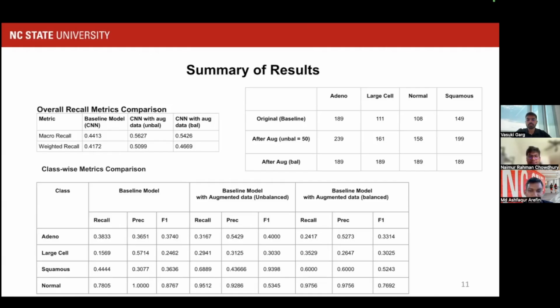The large cell class performance remains challenging. Although the recall improves by about 20% from the baseline to the balanced dataset, it is still lower than the others. Overall, the recall metrics indicate that the GAN-based data augmentation was very successful.